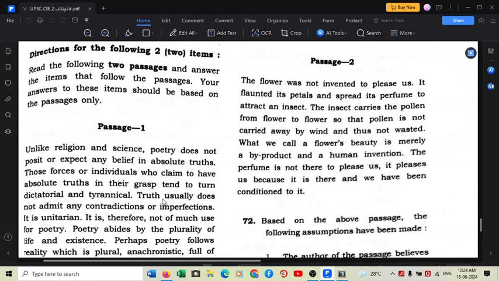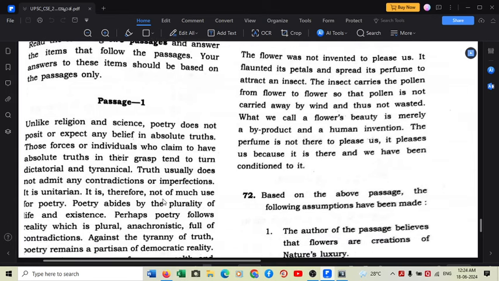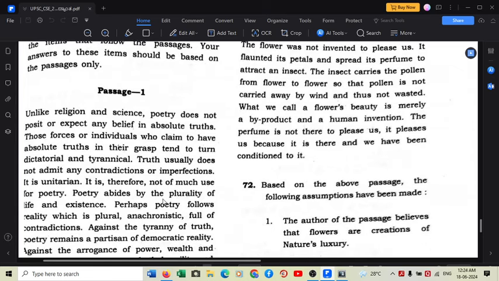So what is the purpose? To attract an insect. And what is the insect doing? It is distributing pollen from one flower to another. So what we call a flower's beauty is merely a byproduct and a human invention. The last line: the perfume is not there to please us. It pleases us because it is there and we have been conditioned to it. Definitely, the existence of the perfume is of more importance, and because it exists, it is very good to our senses and we feel good. But the purpose is not to please us, because it is already existing there, and we have been conditioned to its good smell. Okay, so slightly philosophical.